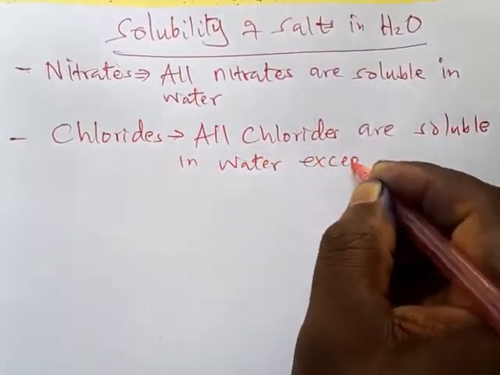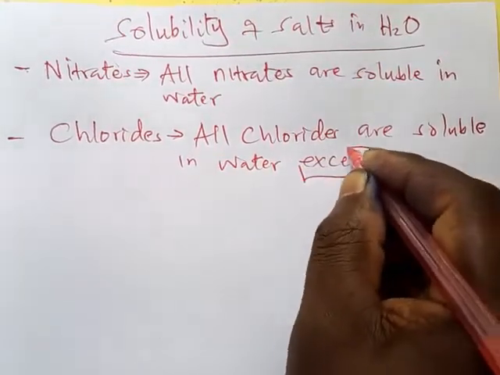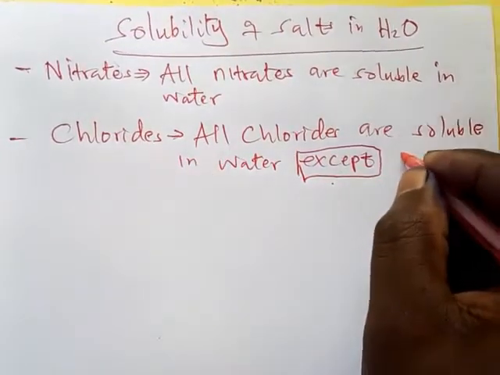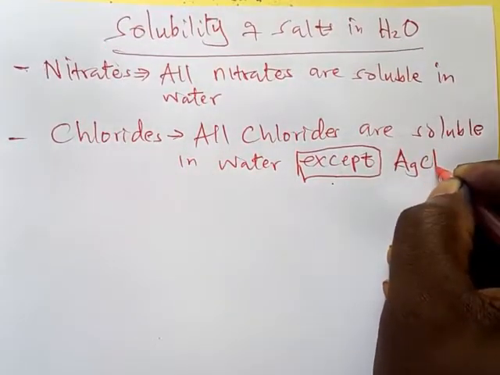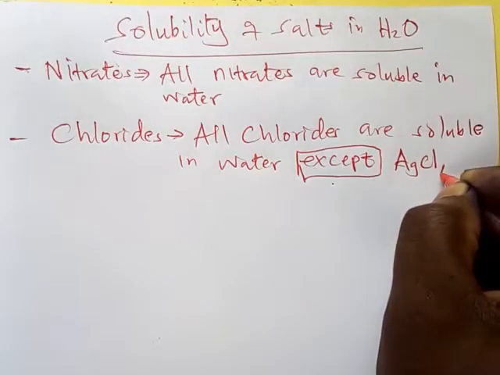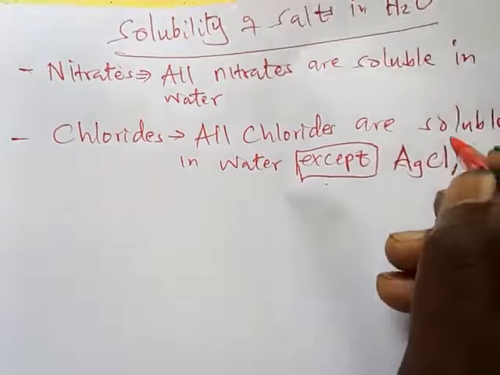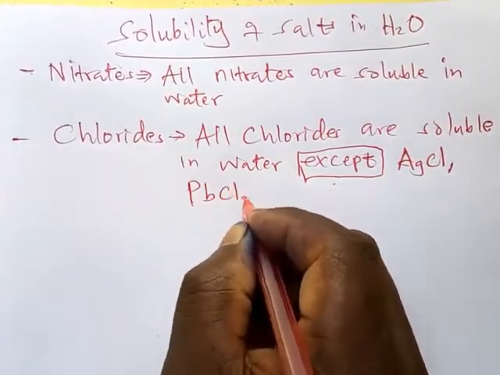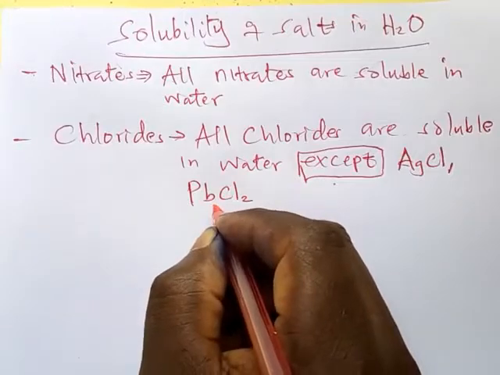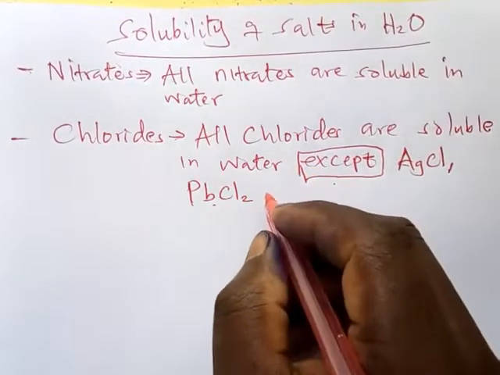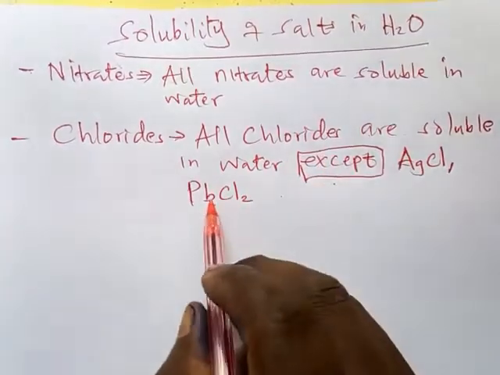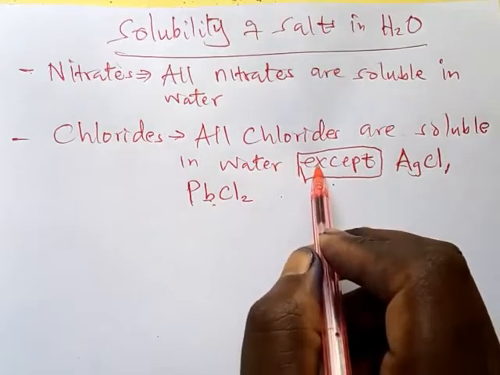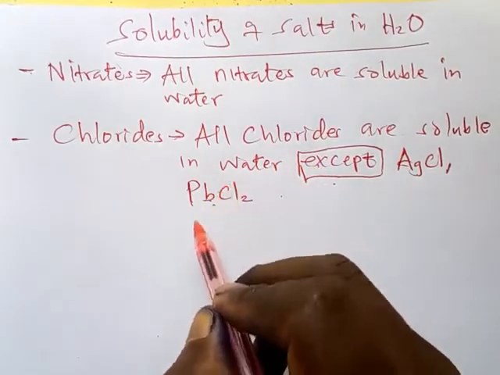except, here I want you to mark that, except the chloride of silver, silver chloride, and lead chloride, the chloride of lead. They are insoluble in water. So lead chloride, silver chloride, they don't dissolve in water. They form a white precipitate when you put them in water.